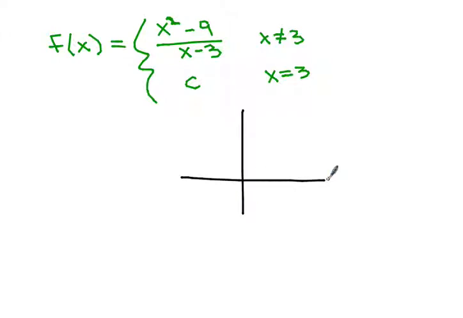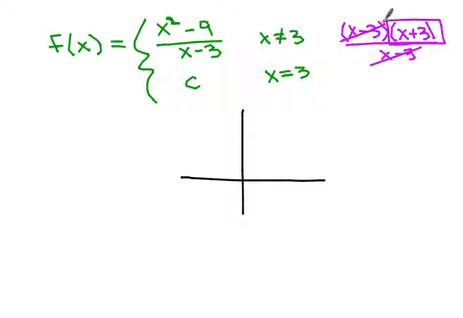If you factor out the top, you're going to see that that's an x minus 3 times an x plus 3 over x minus 3. So everything on top that's x minus 3 cancels with everything on the bottom, which is x minus 3. So this graph is going to behave like x plus 3, because that's what's left. And so basically you have the function f of x equals x plus 3. So that's a line with a slope of 1 and a y-intercept of 3.